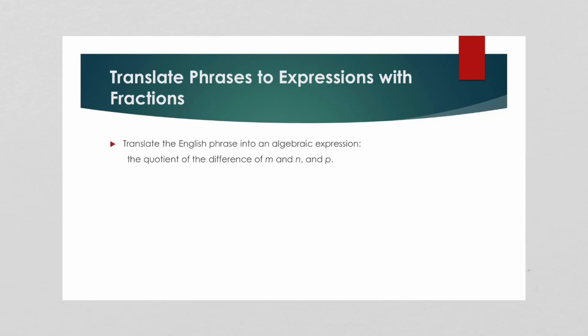On this problem, I'm going to translate the English phrase into an algebraic expression. The quotient, remember quotient means divide, of the difference of m and n and p. So I want the difference of m and n and I want the quotient of that and p. And if you want to put parentheses around the numerator, you can. In this case, because this fraction bar is long enough, it does imply that there are parentheses in the numerator.